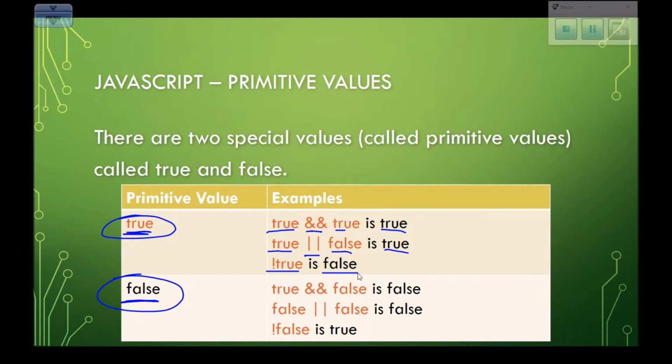Similarly, a few examples of false. True and false. We know true and false is false. False or false gives me false. And not false gives me true. Okay, so these are our basic values.